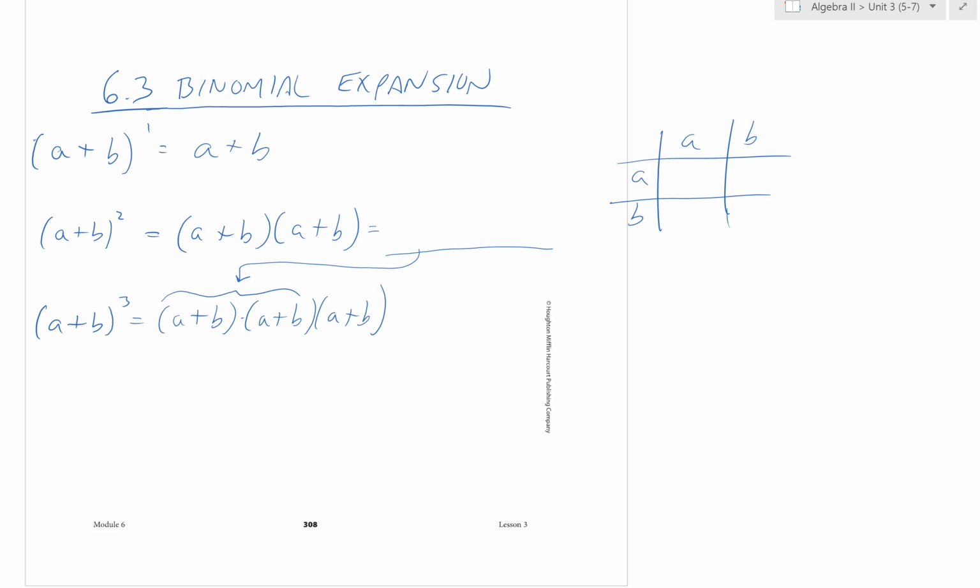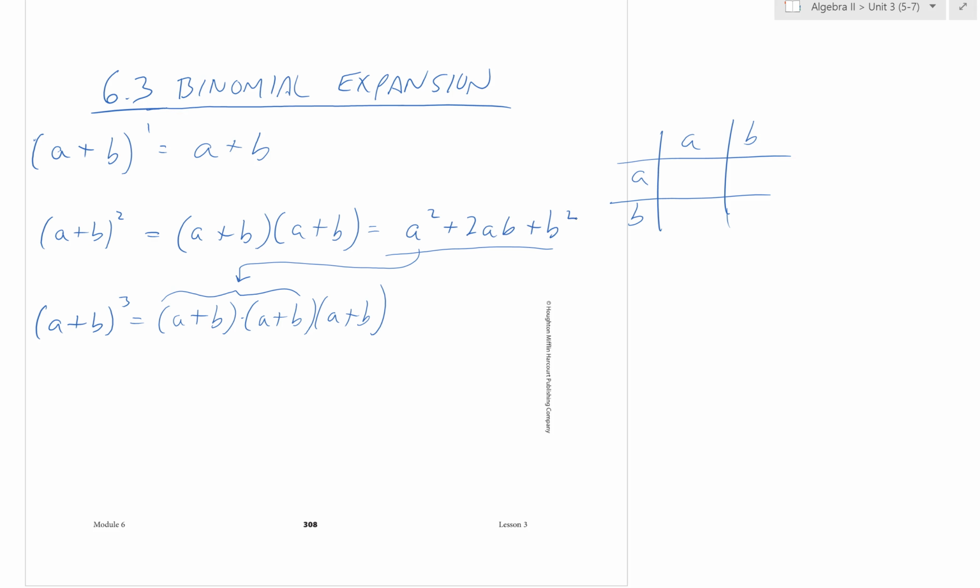Third one, cube. A squared plus b squared plus ab squared. Plus 2ab. Okay, Tanner, what did your group get for a plus b squared? We got a squared plus 2ab plus b squared.